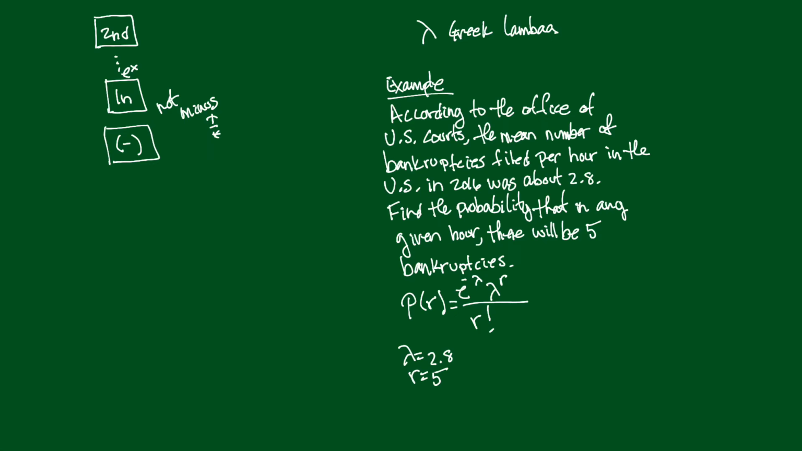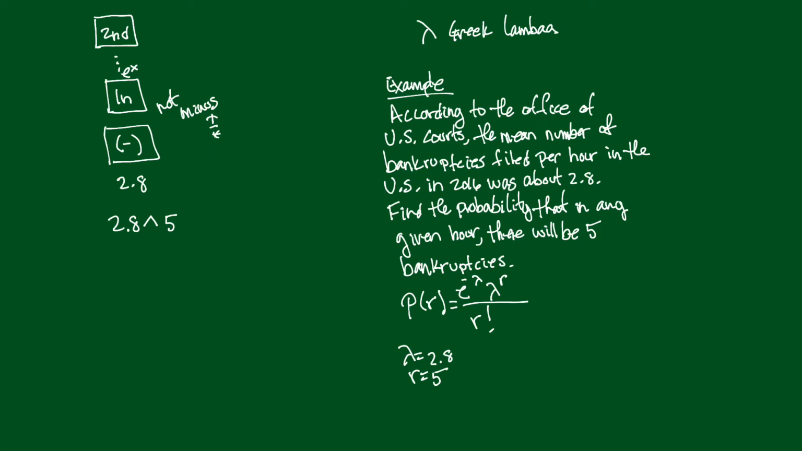Now for us, lambda is 2.8. So now you're going to type in 2.8. Now what you want is lambda to the r. So lambda is 2.8, and r is the number of successes that we want, which is 5. So type in that 2.8 again, and then raise it to a power, right above the division sign, that caret key, and raise it to the 5th.